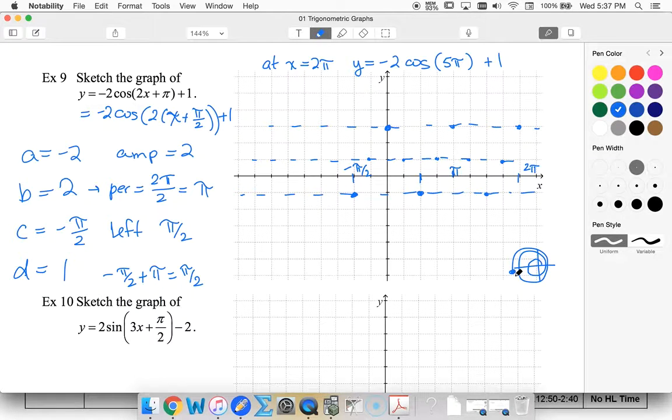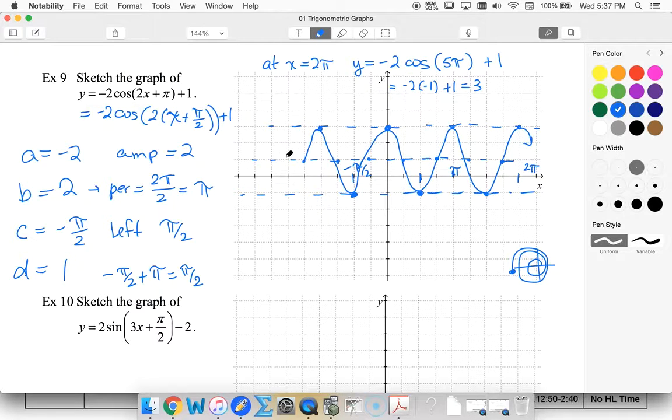Cosine of 5 pi, well, if we think back, 1 pi, 2 pi, 3 pi, 4 pi, 5 pi is here. Cosine is -1. So -2 times -1 plus 1 is 3, and that fits with my graph. So I feel good about my points. I'll keep going and try to draw as smooth of a curve as I can. Did not go so well on the left side there, but better over here.